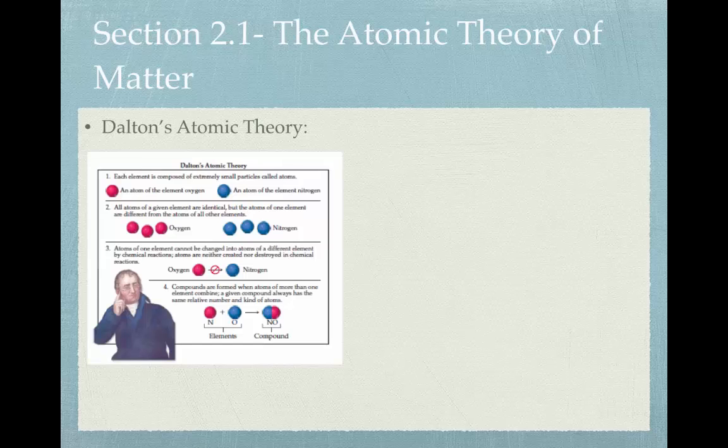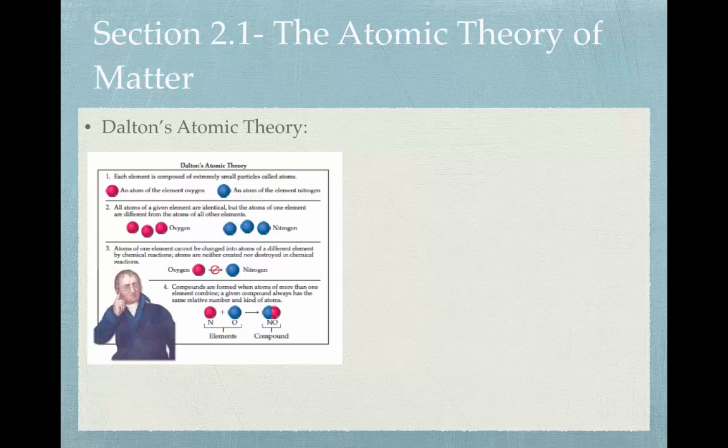The first is that each element is composed of extremely small particles, and those particles are called atoms. The second is that all atoms of a given element are identical, but the atoms of one element are different from the atoms of another element. So oxygen atoms are different from nitrogen atoms.